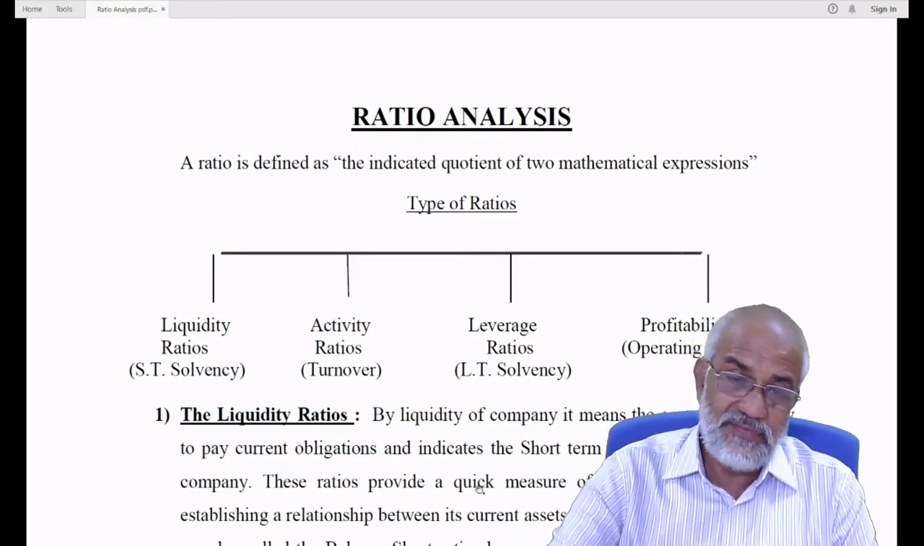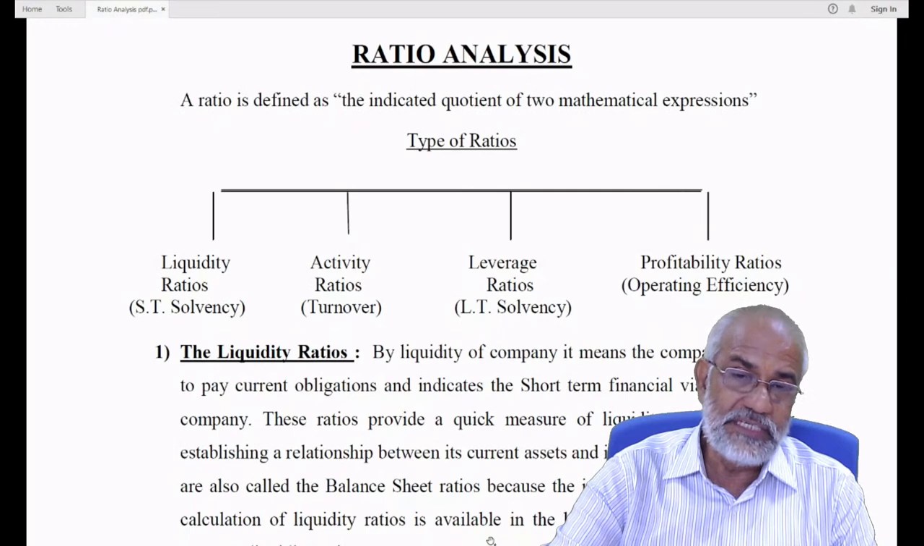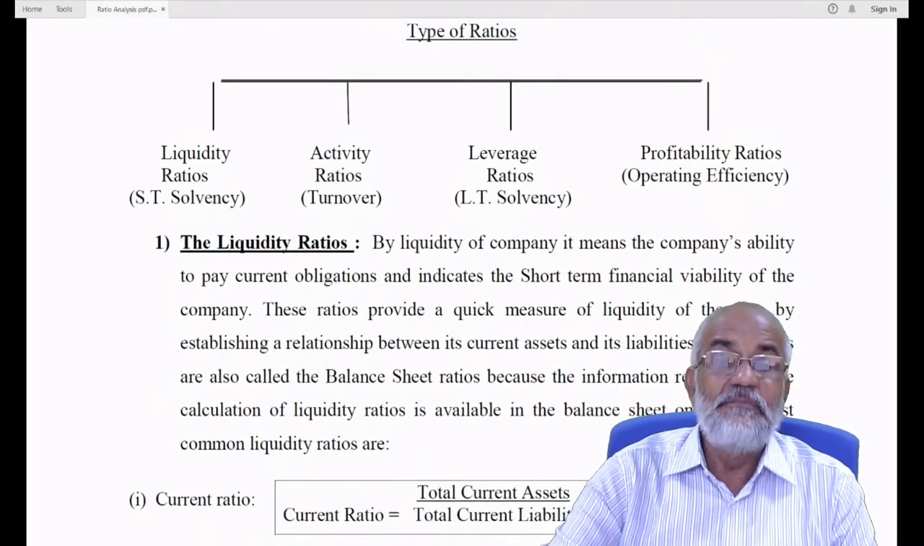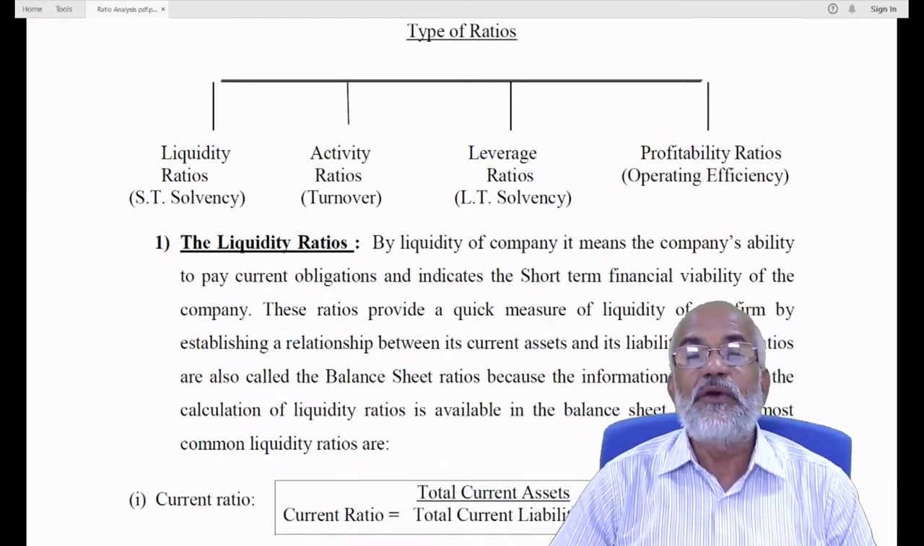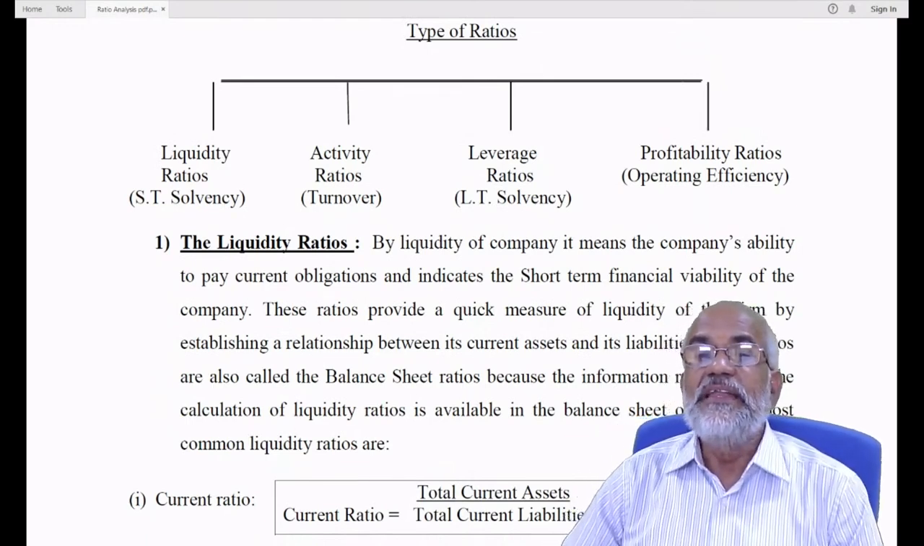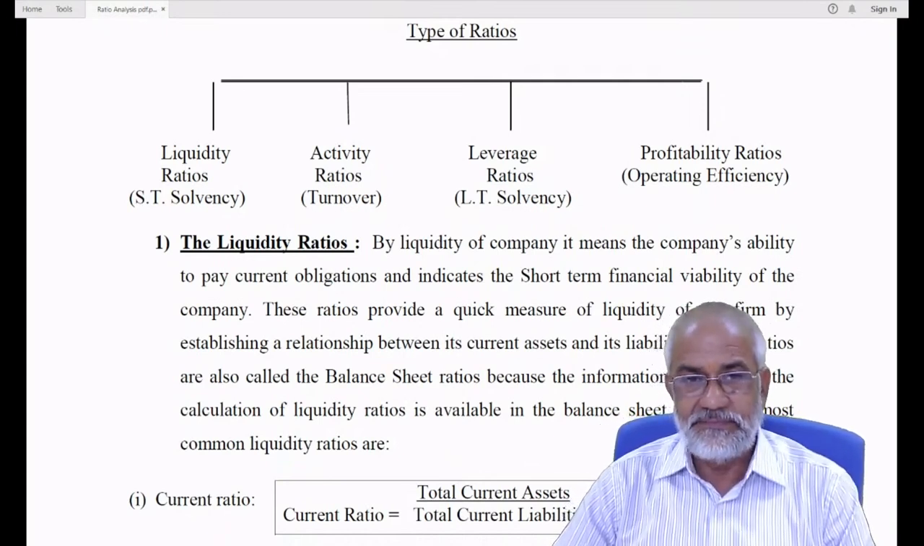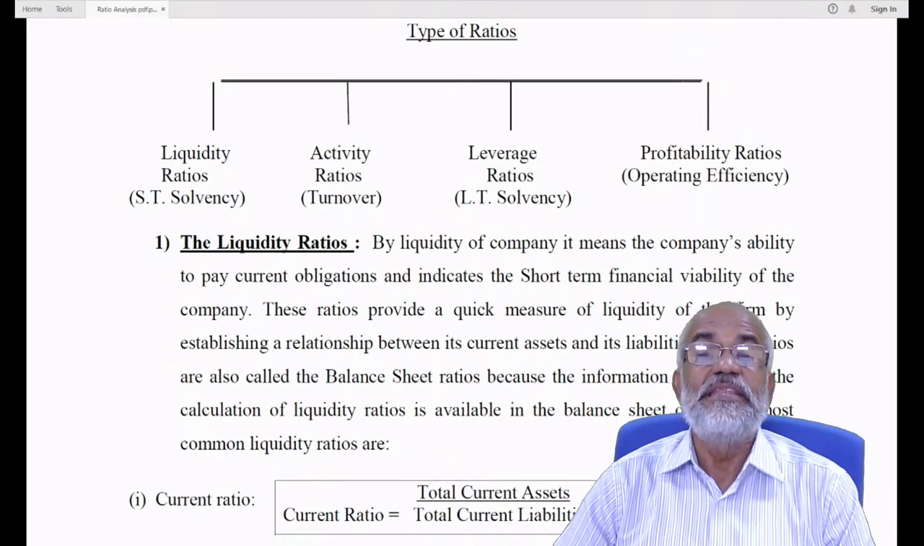So now let us discuss the first category of ratios, the liquidity ratios. By liquidity of a company, it means the company's ability to pay current obligations, and it indicates the short-term financial viability of the organization. This is what liquidity means.